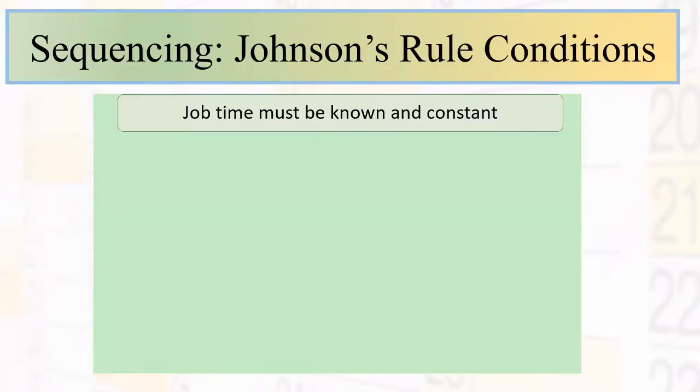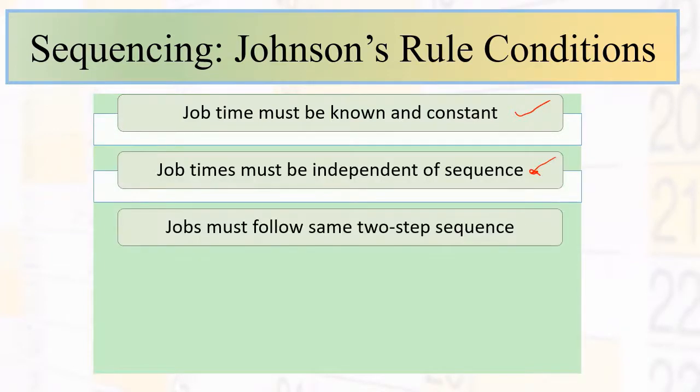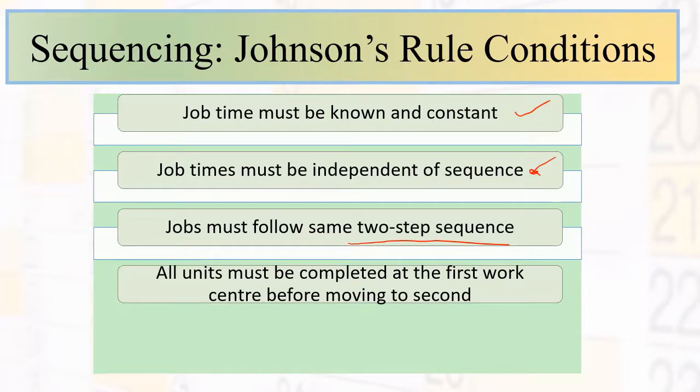So the jobs must be known. Jobs must be independent of the sequence. That's another very important assumption. They must follow a two-step sequence. So this Johnson rule only works for two job sequence.